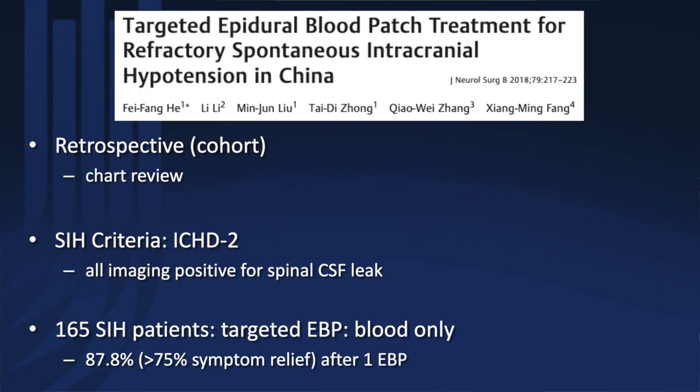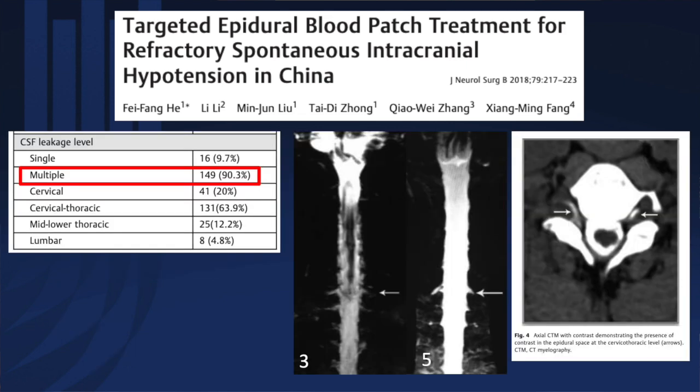which was He et al. And this was a chart review from 2018. They used ICHD-2 criteria at the time and had 165 patients that had targeted patches with blood only. What I thought was interesting about this paper is that 90% of the cases had multiple CSF leaks. I don't know what everybody else's experience is, but that seems a little bit suspect to me. So I kind of wonder whether or not they were identifying the CSF leaks and knew which were the actual leaks. Were we actually targeting? They did show a couple of images here, and this is one of the leaks that they pointed out. I can't see it.